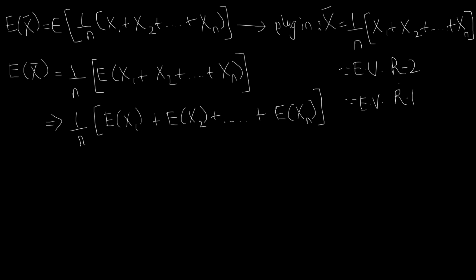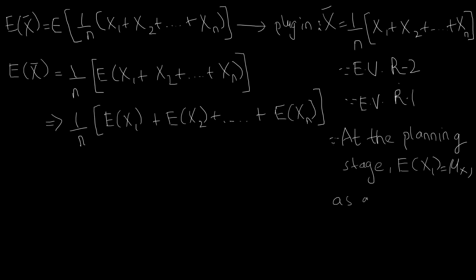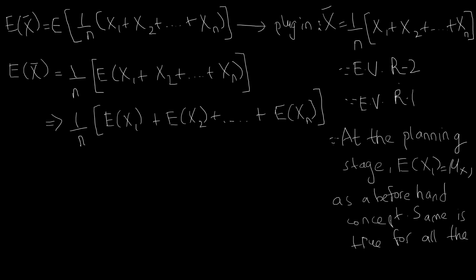So as a beforehand concept, let me just write this on the right hand side. So at the planning stage, the expected value of x1 is equal to mu x as a beforehand concept. Okay, and the same is true for all of the other components, right?